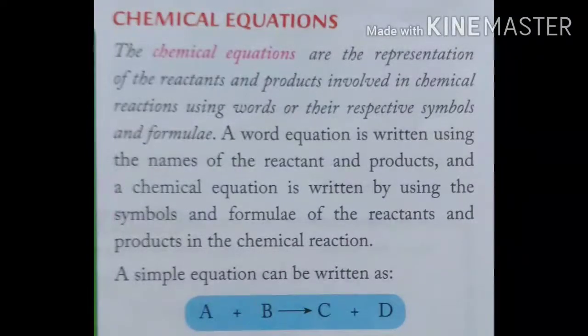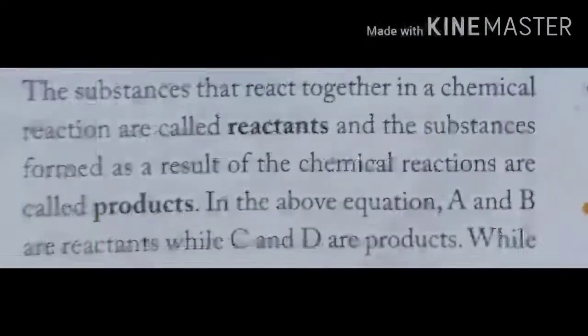Chemical equations are the representation of the reactants and products involved in a chemical reaction using words or their respective symbols and formulas. A word equation is written using the names of the reactants and products, and a chemical equation is written using the symbols and formulas of the reactants and products. For example, A plus B equals C plus D, that is one chemical equation.